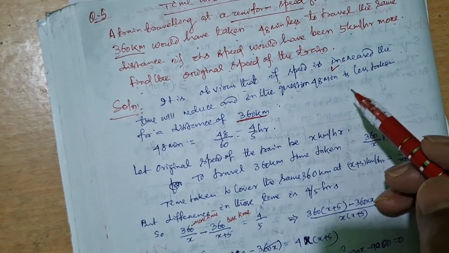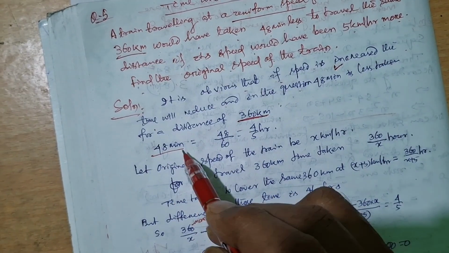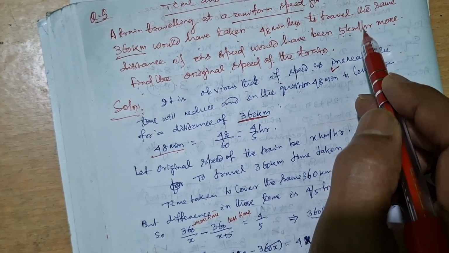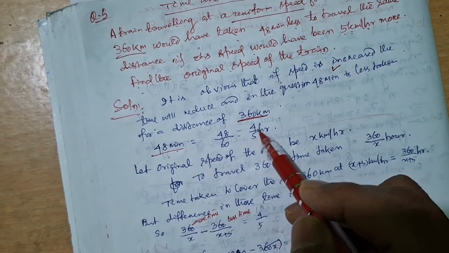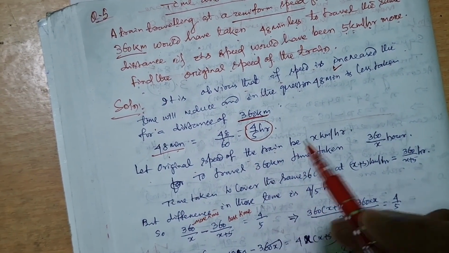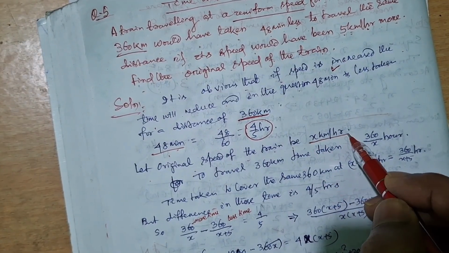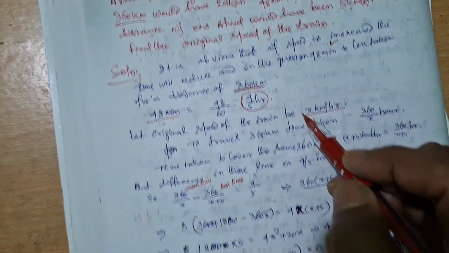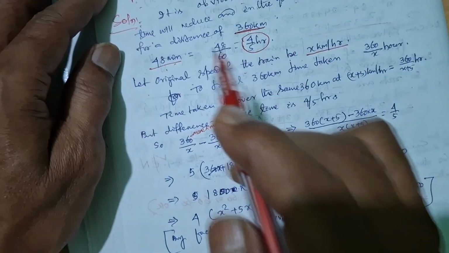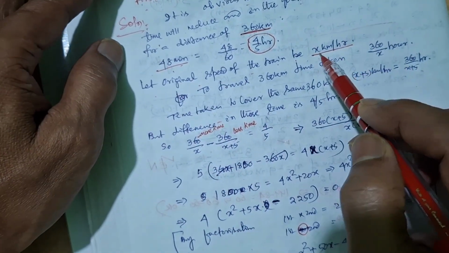So convert it into hours, because the speed is given in kilometers per hour. 48 minutes is 4 by 5 hours. Let the original speed of the train be x km per hour, meaning in 1 hour it will cover x kilometers. To travel 360 kilometers, now we will take the time: what is the actual time taken?